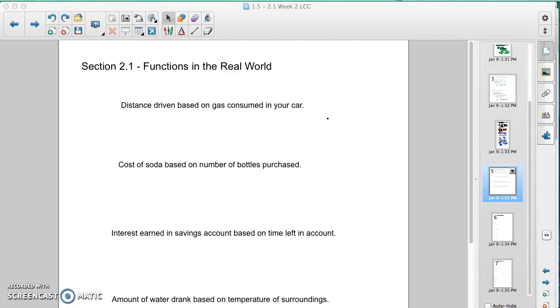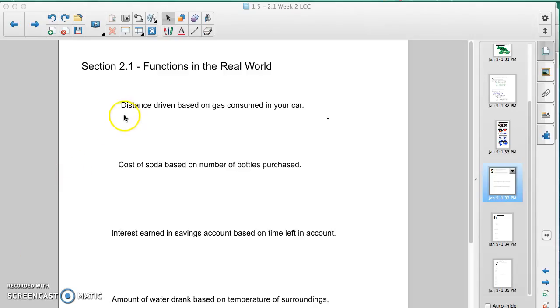Hello, and in this video we're going to continue with the concept of a function, and we're going to be looking at functions in the real world. We're going to determine whether a relationship that we can see in the real world is a function or not. Remember, to be a function means that every single input only has one answer, one output answer. It doesn't give you two separate different answers. It's only going to have one.